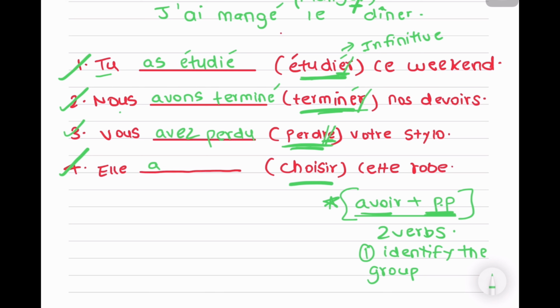Now the last sentence, choisir. It's an IR verb. Very simple, right? Just cut off the R and we're done. One single step. So elle a choisi cette robe.